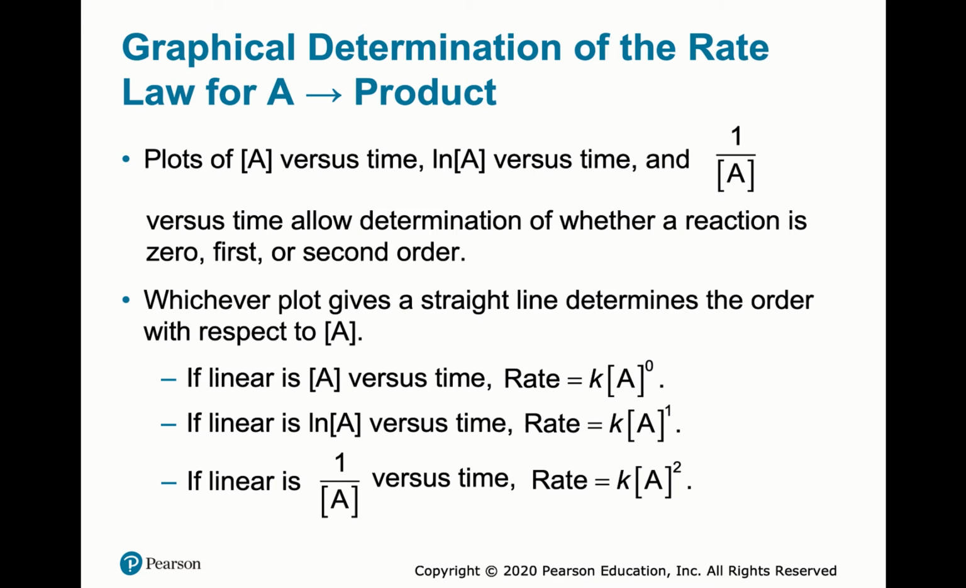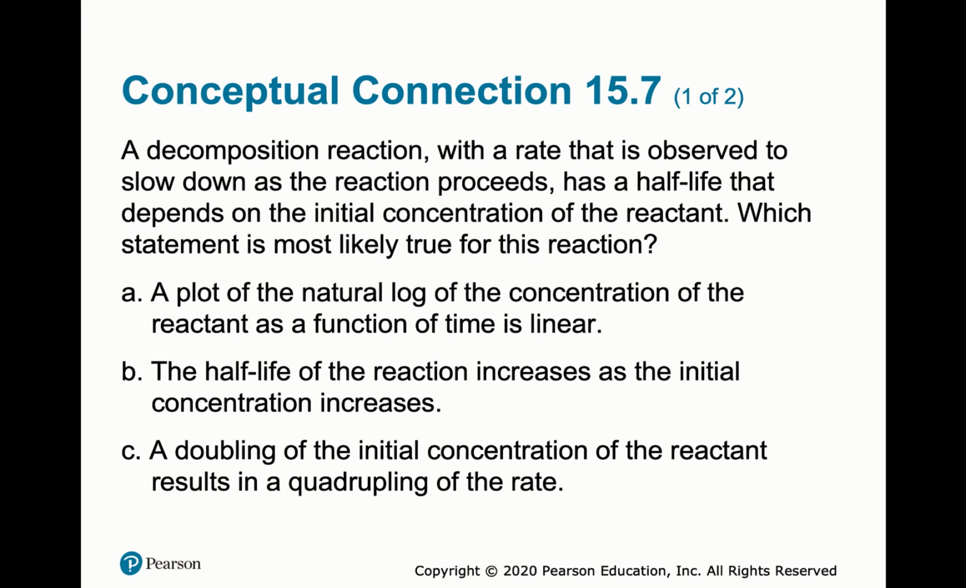So we can determine the rate law for A going to product using graphs. For instance, if you're looking at the concentration of A versus time, if the concentration of the reactant versus time is linear, it's 0 order. If the natural log of the concentration versus time is linear, then it's 1st order. If the inverse versus time is linear, it's 2nd order.